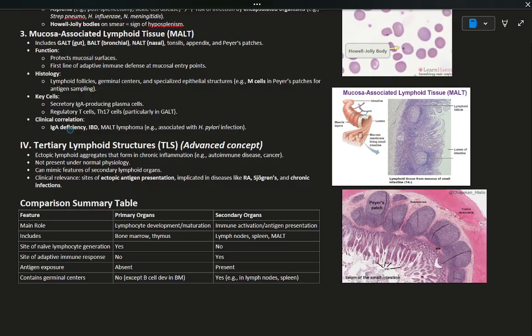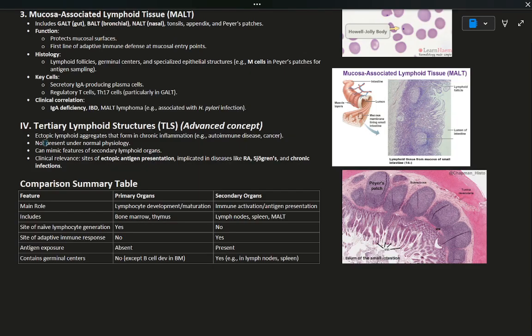Lastly, some clinical correlates to think about include immunoglobulin A deficiency, inflammatory bowel disease, the mucosa-associated lymphoid tissue lymphoma. Interestingly, this is associated with H. pylori infection.